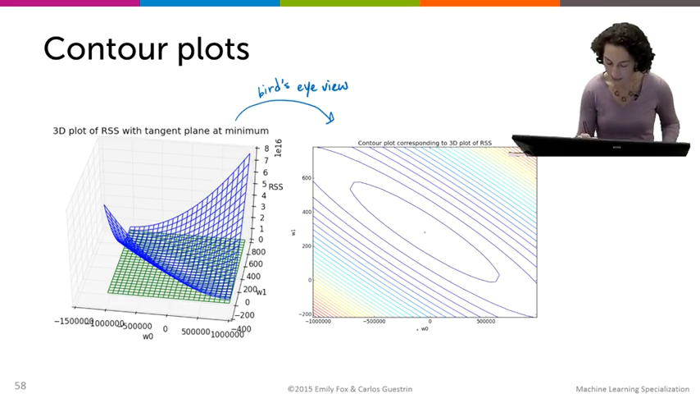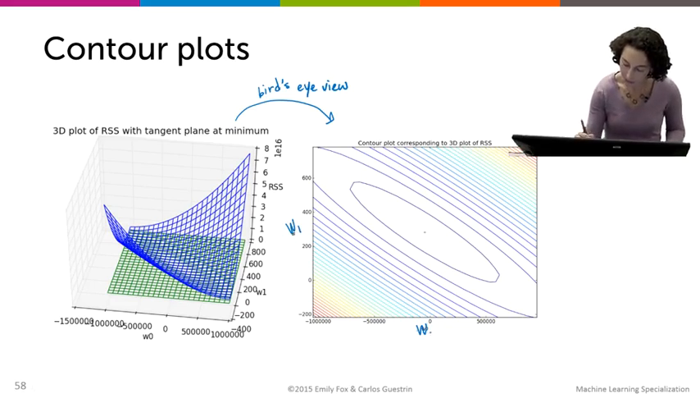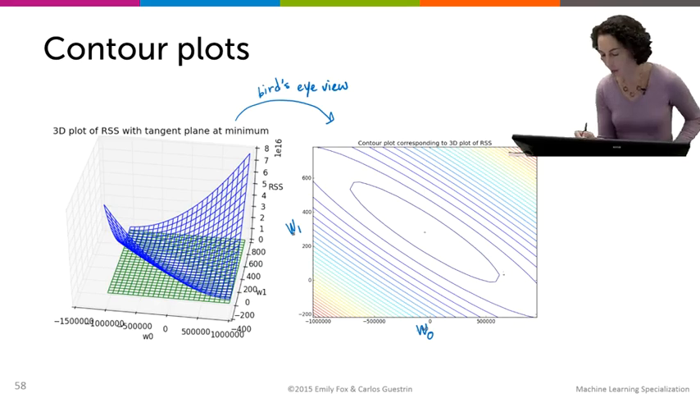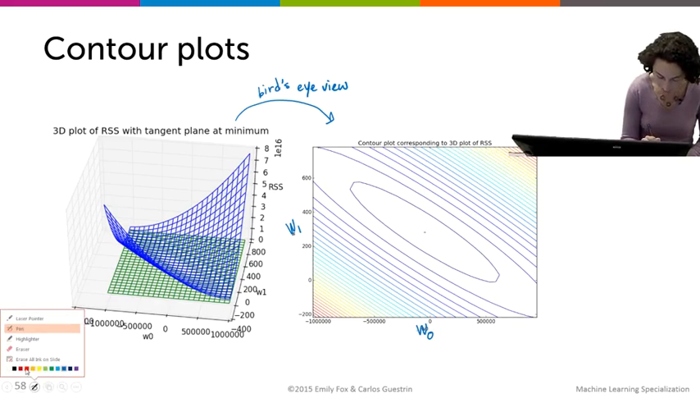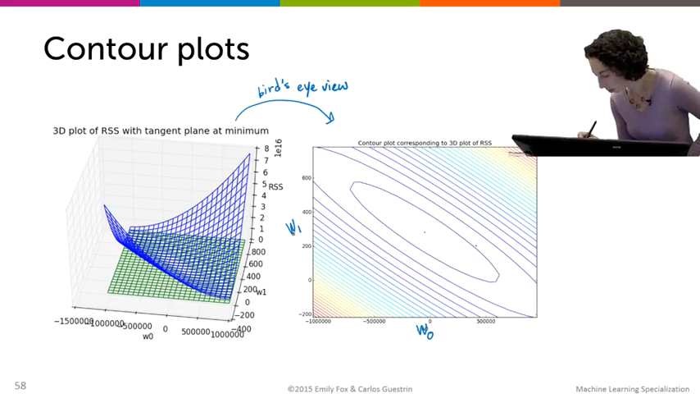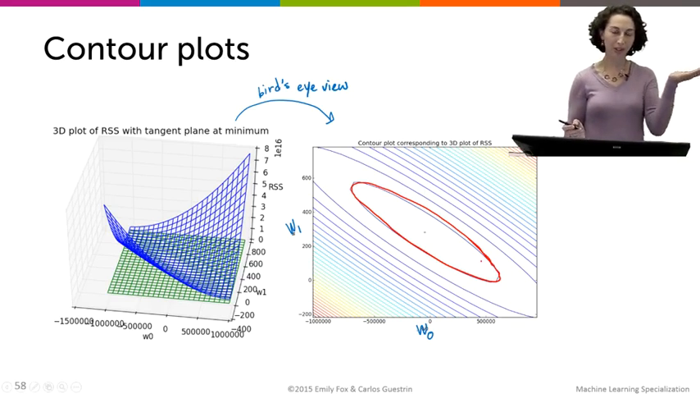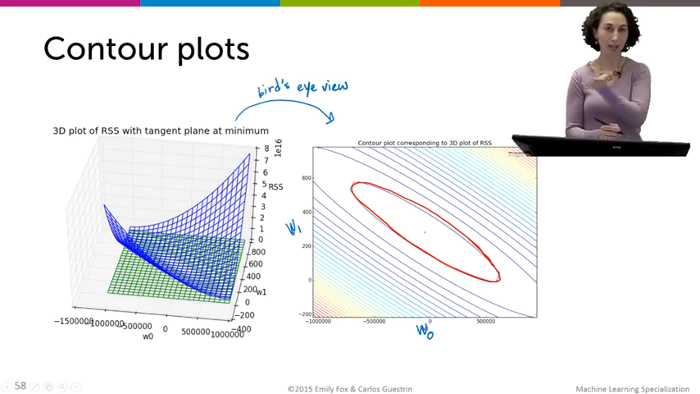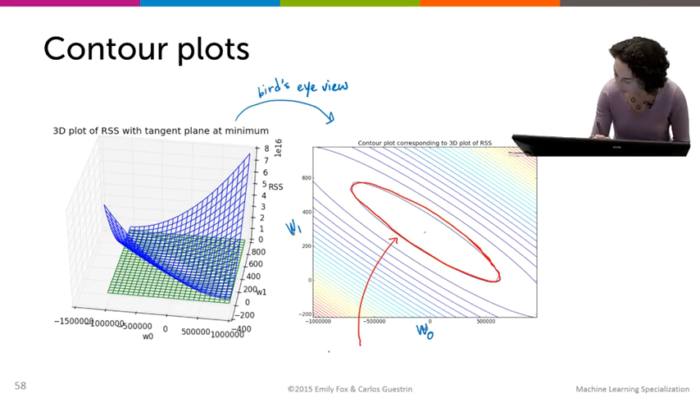So just in case you can't see it in the slides, this is W0 here, and this is W1. Okay, and what each one of these curves is, again, I'm going to switch colors to red so it's more visible. So this curve, for example, represents just taking this mesh on the left-hand side and slicing it. So it's just a slice through the 3D function.